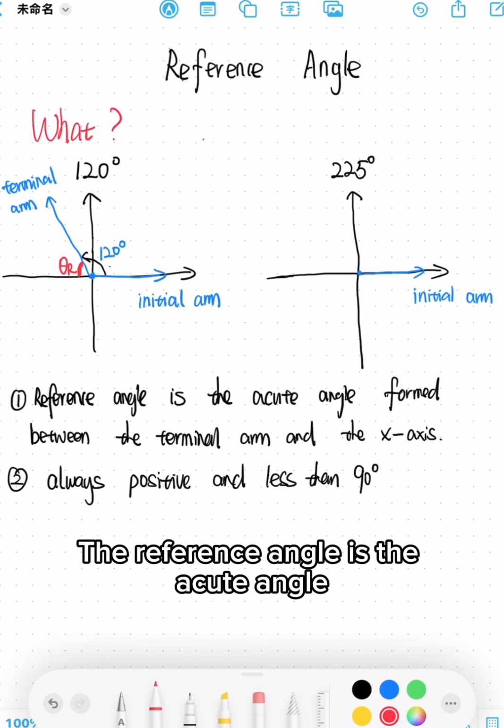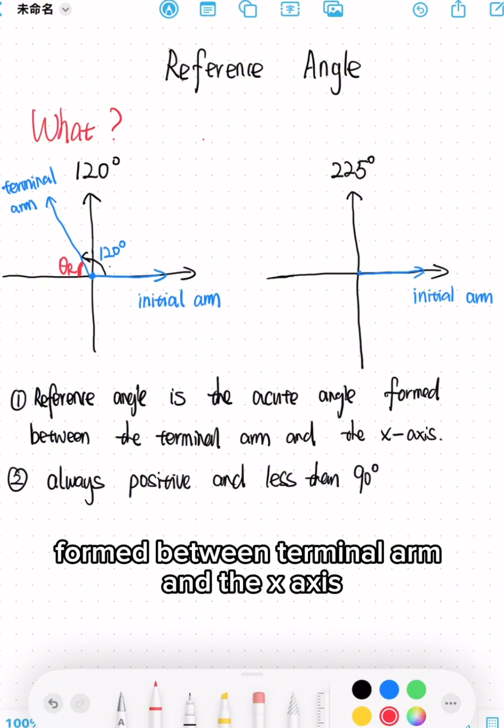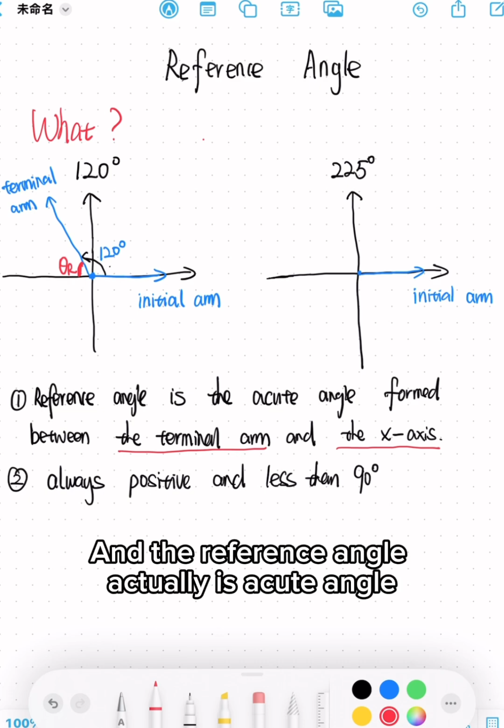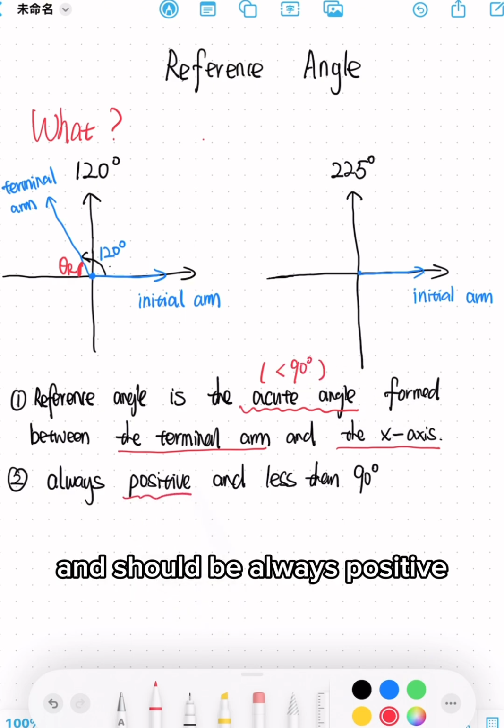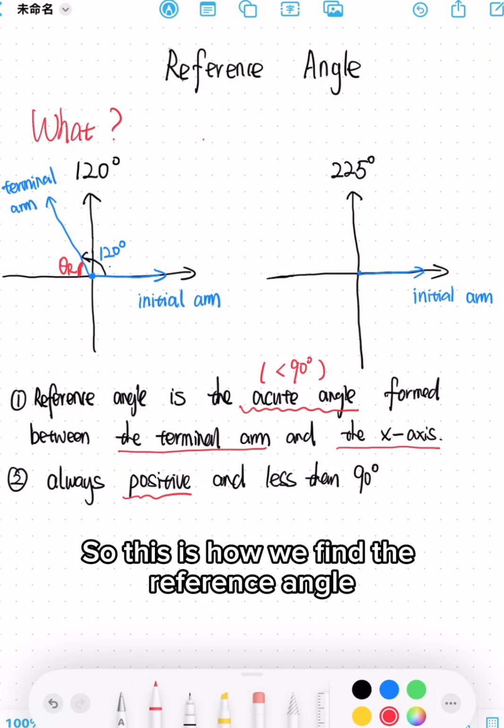The reference angle is the acute angle between the terminal arm and the x-axis. The reference angle is actually an acute angle. We know an acute angle should be less than 90 degrees and should always be positive. So this is how we find the reference angle.